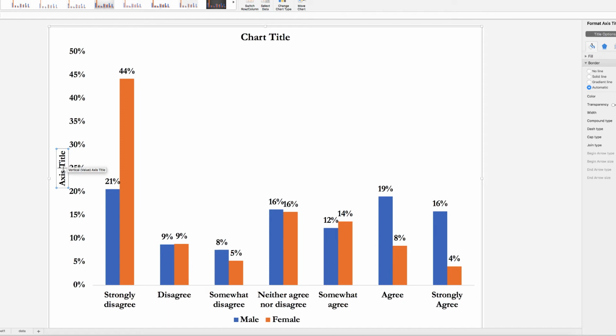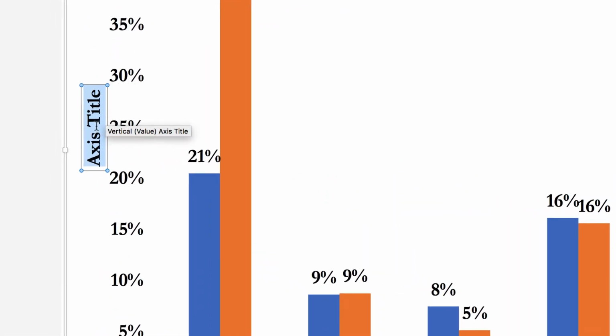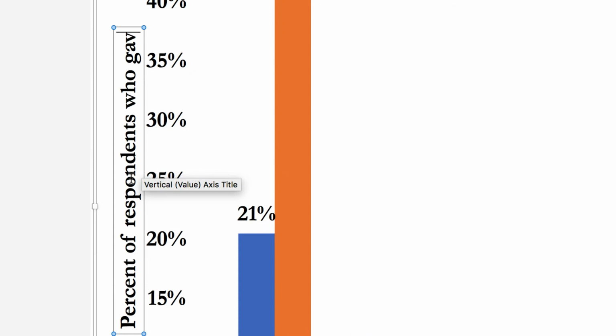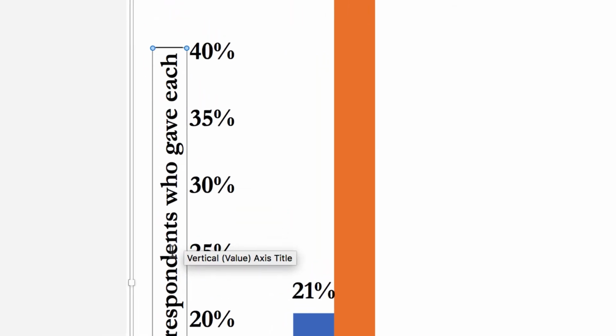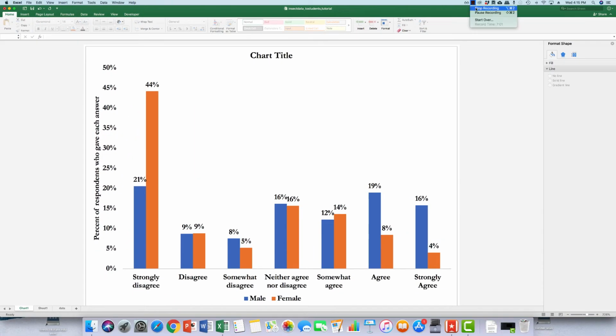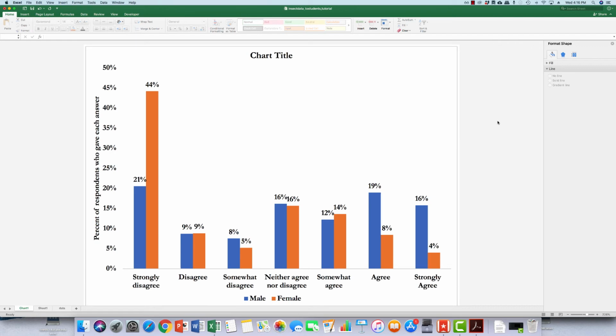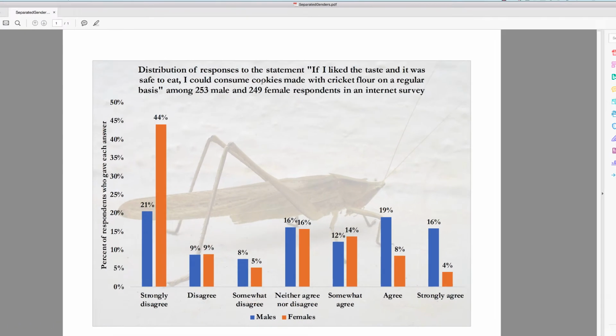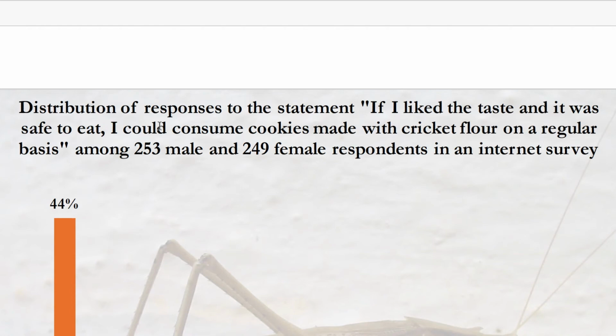And now I want to just format the y-axis title to make it a little easier to read. I'll call this % of respondents who gave each answer. Also remember, what we're trying to do is get a chart that looks exactly like this chart. And so I want a title that looks like this. So I'm going to change the title to that.